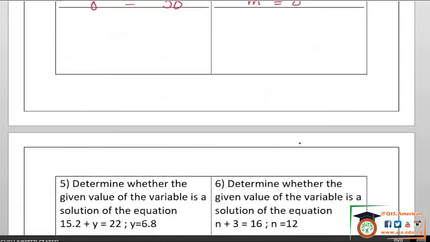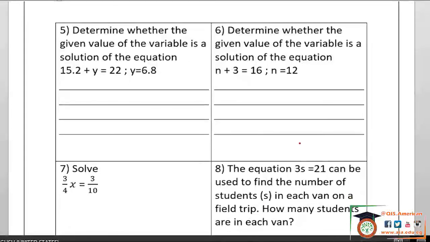Okay, now let's go to question number 5. It says here, determine whether the given value of the variable is a solution of the equation. When is a number a solution of an equation? If it makes my equation true.